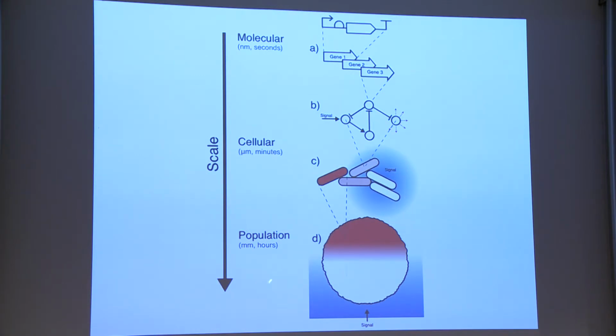So you can see here the scales, which run from molecular to cellular to population, run from nanometers to microns to millimeters, and run from seconds to minutes to hours, as a rough estimate of the kind of scale of elements that we're trying to model. So in the case of the cellular scale, this is an image from a confocal microscope which shows a field of bacteria.